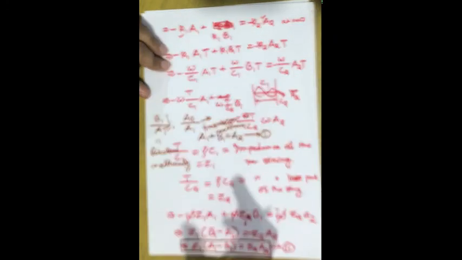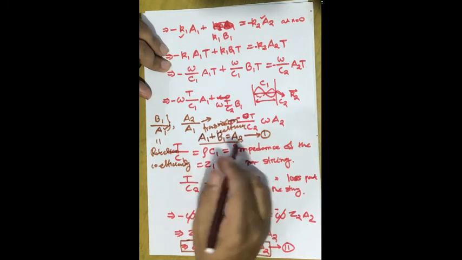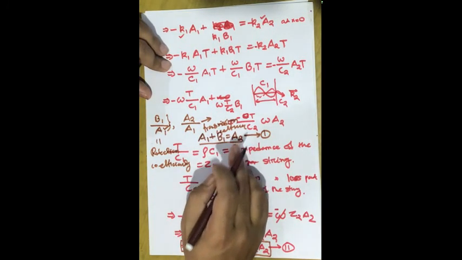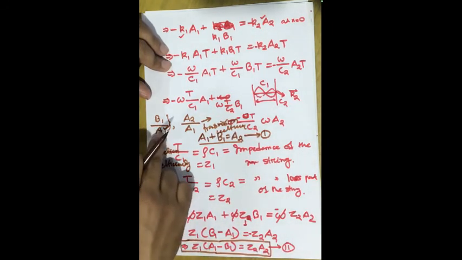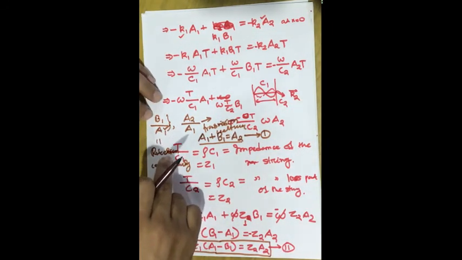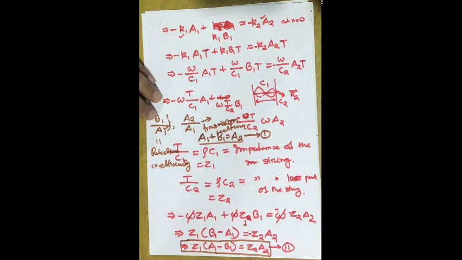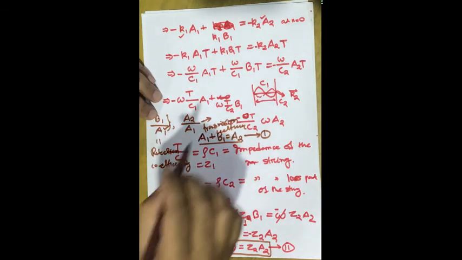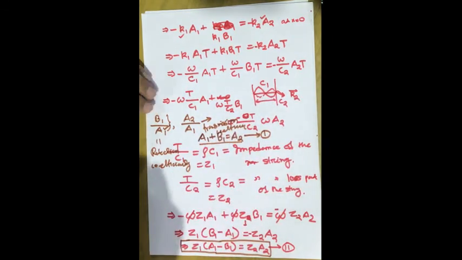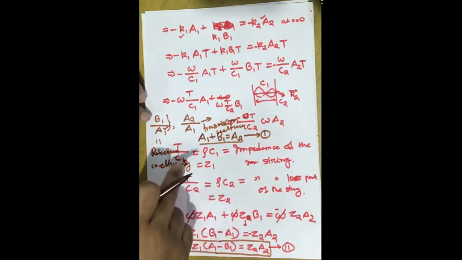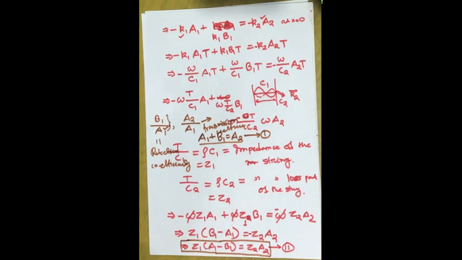Okay, so in the next part, I am going to use these two expressions, A1 plus B1 is equal to A2 and equation 2, and we are going to find the value of the reflection as well as the transmission coefficient. This is a very important derivation, and I hope you are able to follow it. So next part I am going to find these two coefficients, reflection as well as transmission.